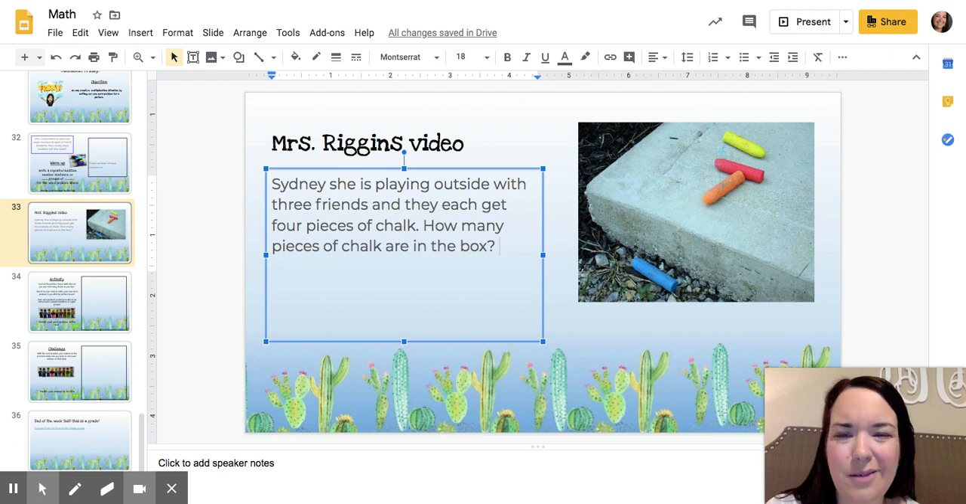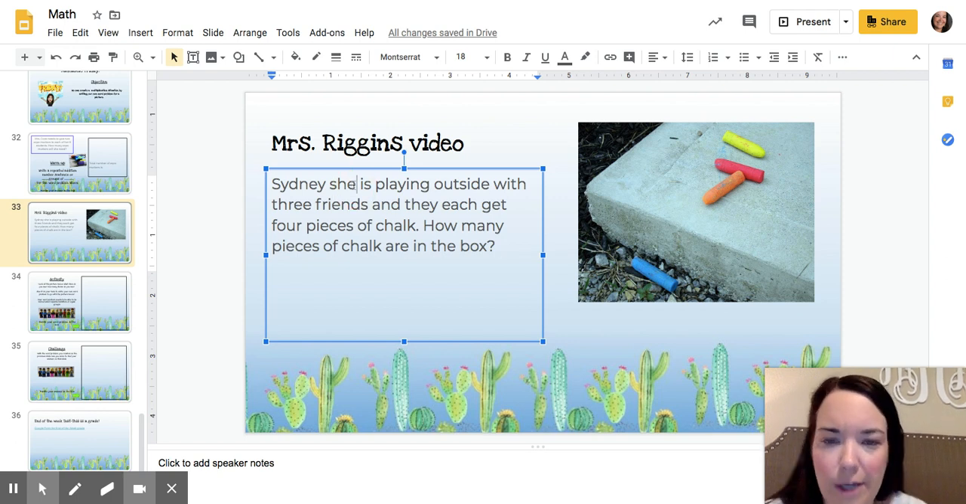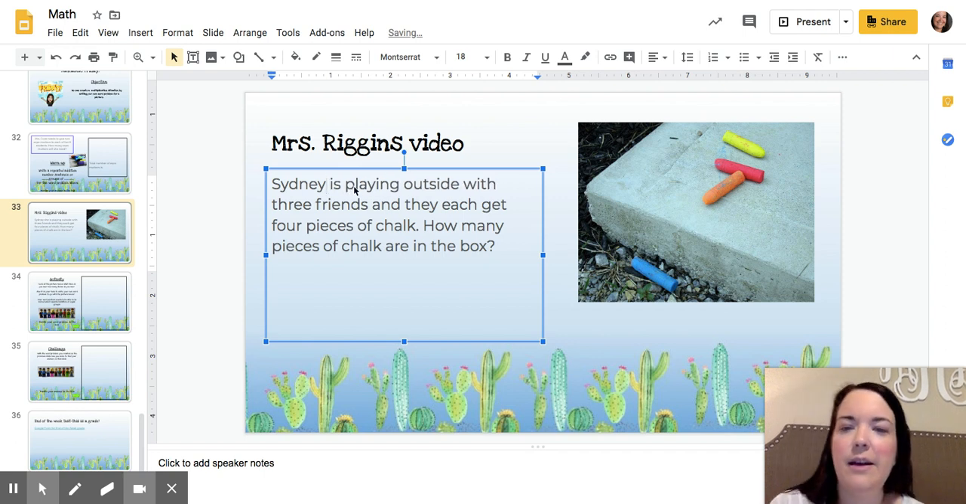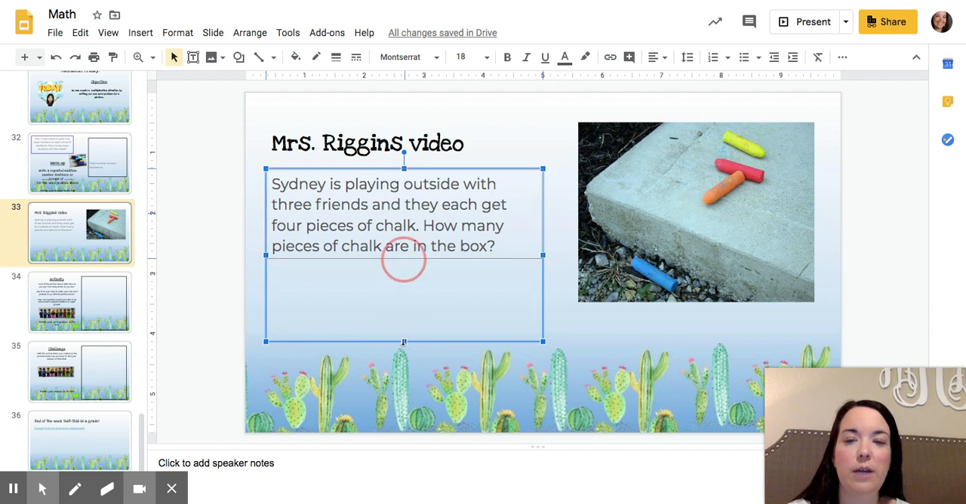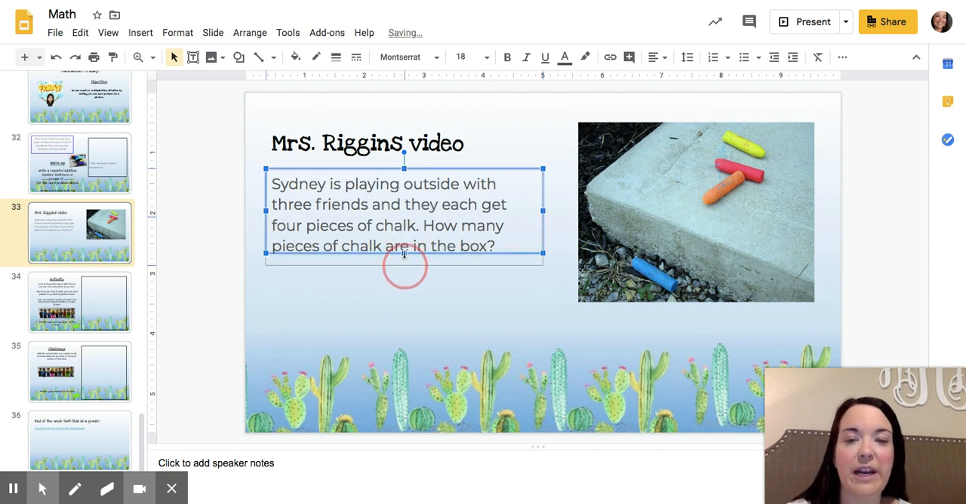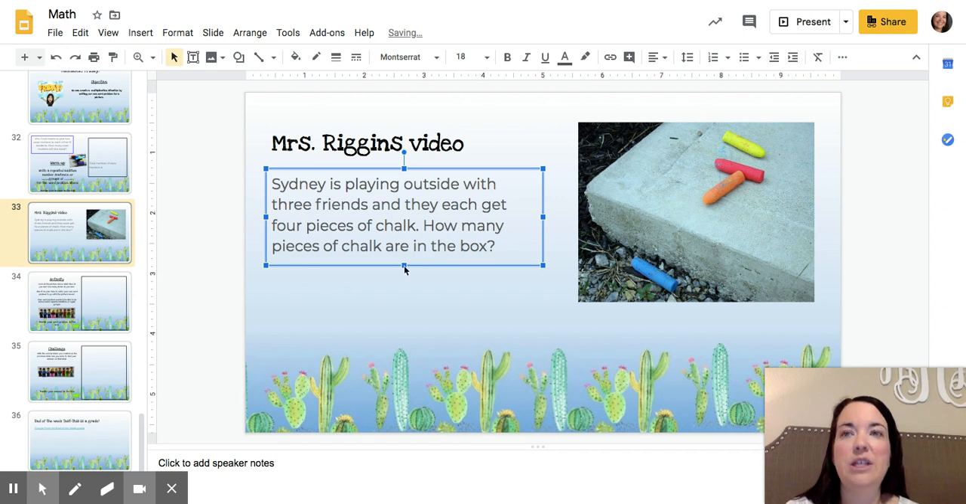Now that I've created my mathematical situation, let's read what we have. Sydney, oh, see, this doesn't make sense. Sydney is playing outside with 3 friends, and they each get 4 pieces of chalk. Okay, so far that makes sense. It relates back to my picture that there are 4 pieces of chalk. How many pieces of chalk are in the box? Now, is this a problem that we can solve? I'm going to need to solve it to make sure that it matches what my teacher is expecting me to do.